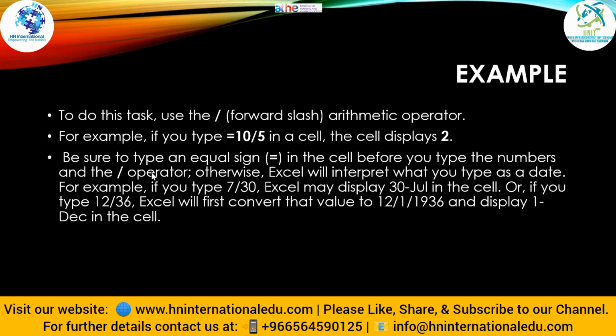For example, if you type 7 divided by 30, Excel may display 30 July in the cell, or if you type 12 by 36, Excel will first convert that value into 12/1/1936 and so on, and display the date like 1 December in the cell, so that it can understand what you are trying to put in as a date. So the equal sign is a must here.